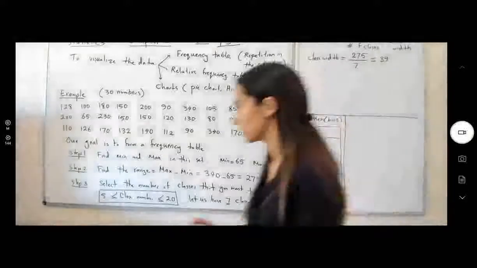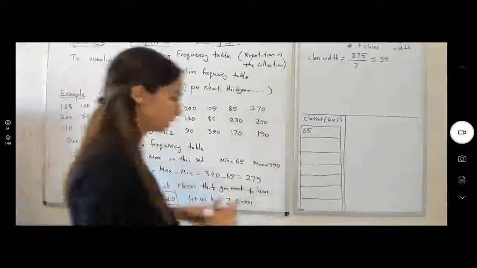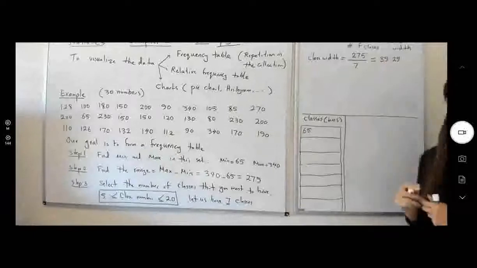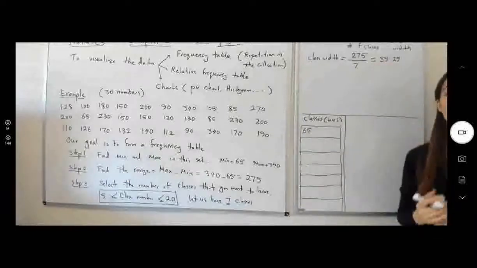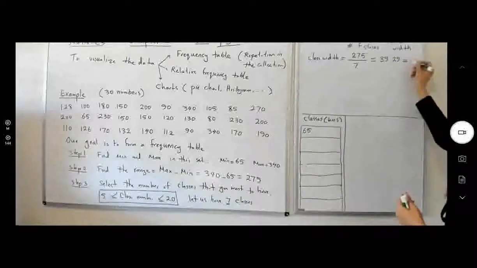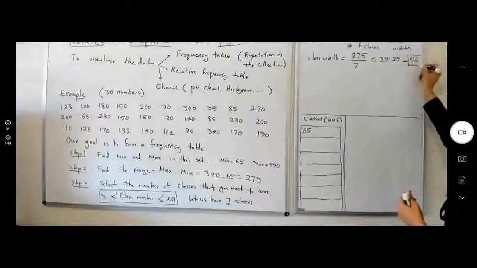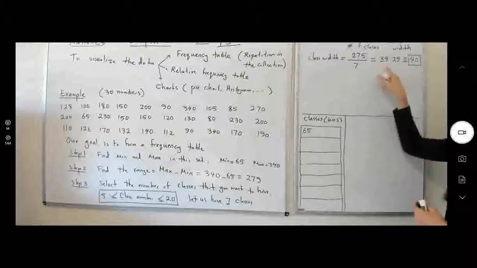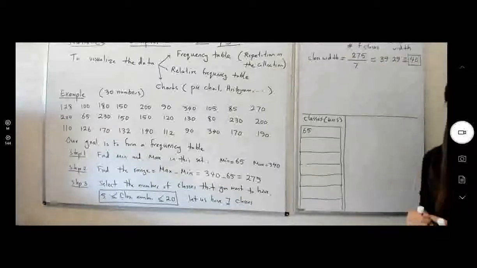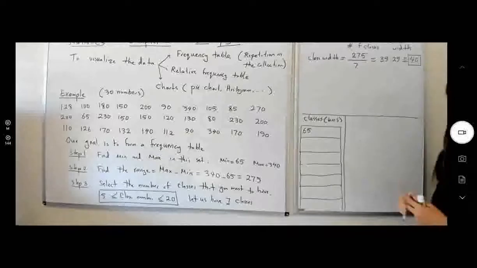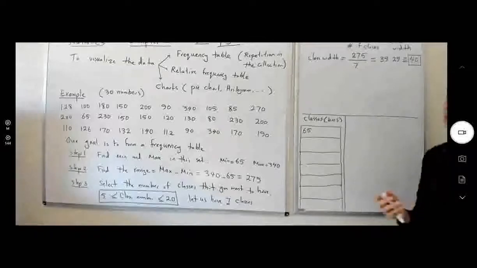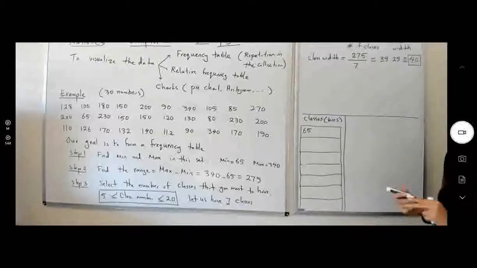It's almost 39. Let me find it: 39.29. You can round this up to 40. So the division gives me 39.29, and I'm going to round this up to 40. Are you allowed to round it down to 39? That's fine as well.